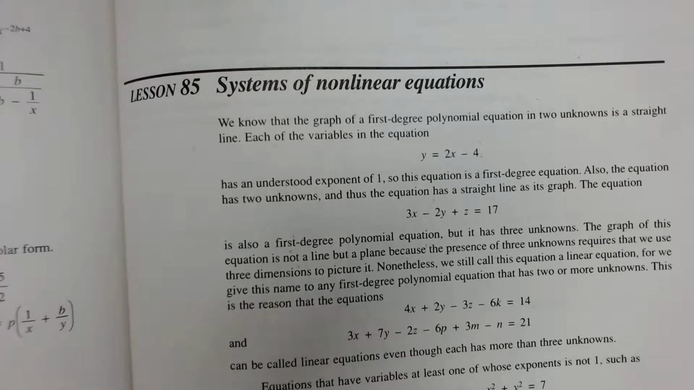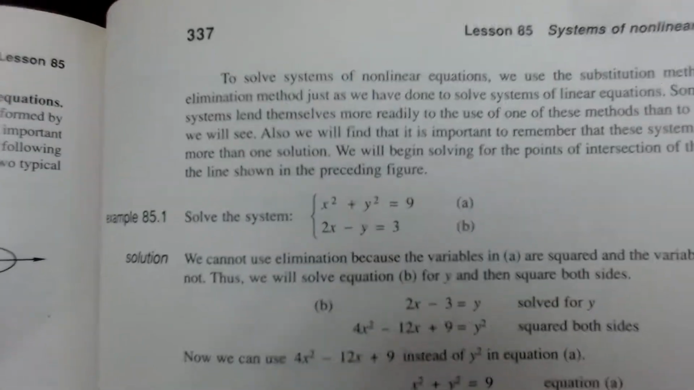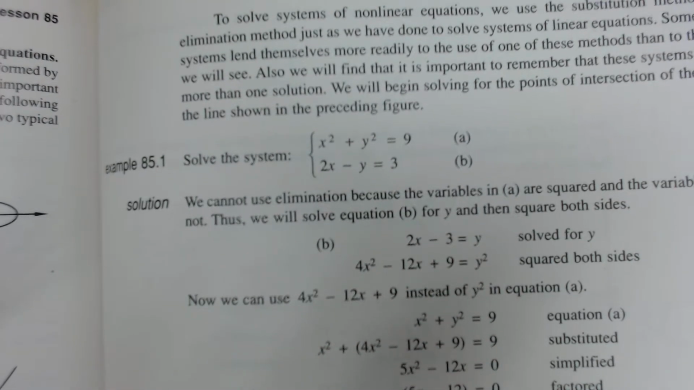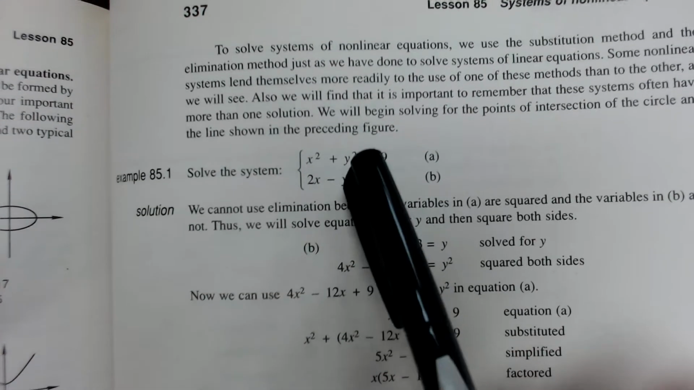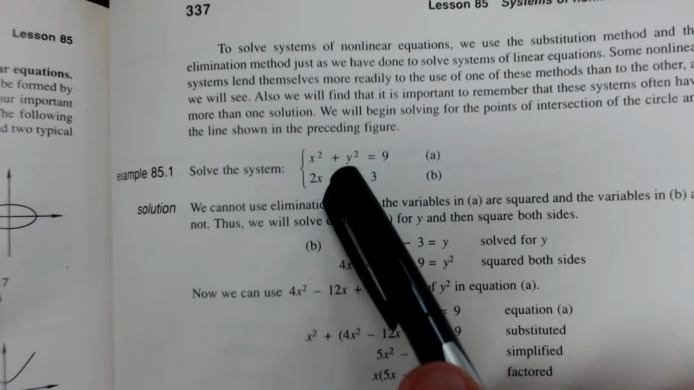Algebra 2, Lesson 85, Systems of Nonlinear Equations. So, all we're talking about here is when we have two equations that look kind of like this, and we have to solve for x and y. Normally, these two equations do not have exponents, right? Now they're going to start having exponents in them.